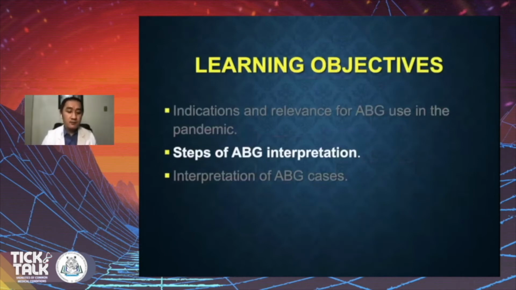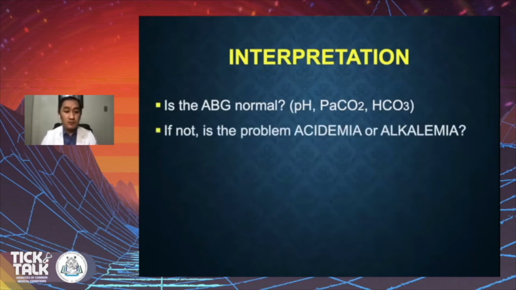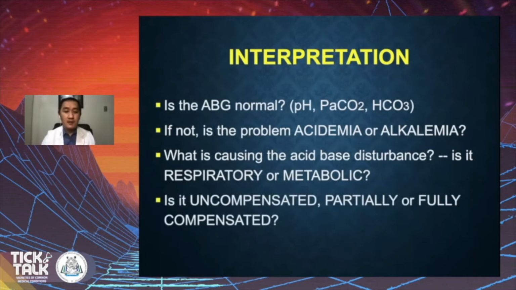Now, let us go to the step-by-step ABG interpretation. First question, is the ABG normal? The three parameters that we need to consider are the pH, the PaCO2, and the HCO3 or bicarbonate. Next question, if not, what is the problem? Is it acidemia or alkalemia? And what is causing this acid-base disturbance? Is it respiratory or metabolic? And if it's compensated, is it partial or full compensation? And for the last, is there hypoxemia?